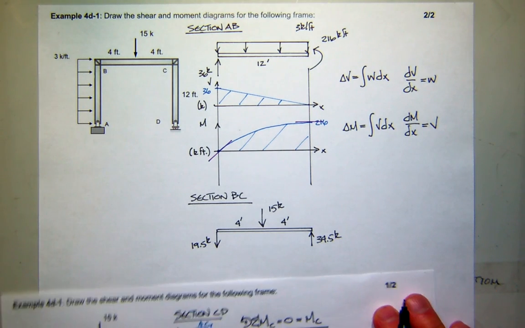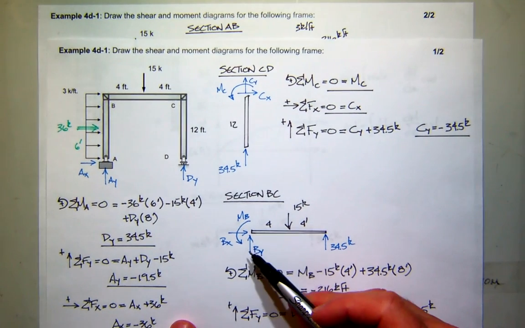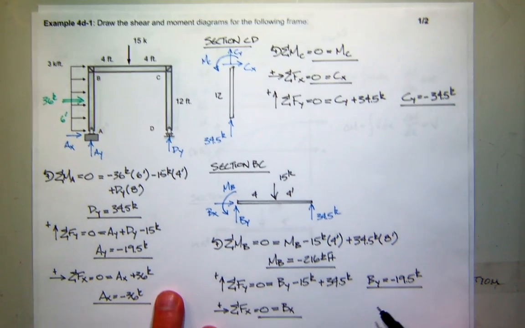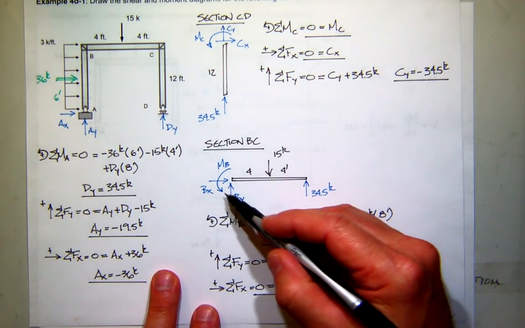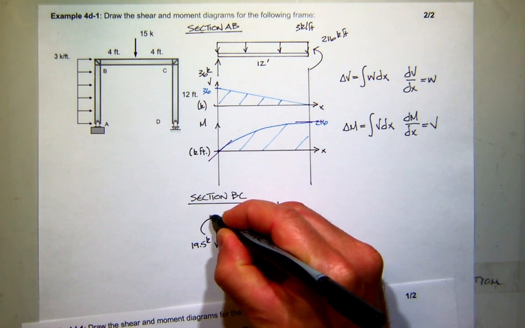That takes care of the shears. What about the moments? Well, what's the moment at B? It was negative 216, so it's going to be opposite that, right? So it's going to be like this.